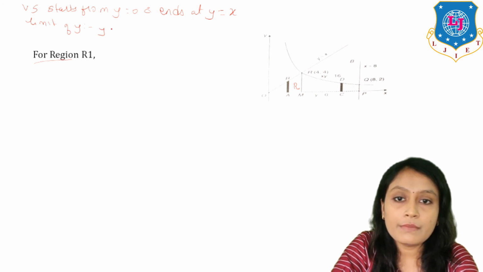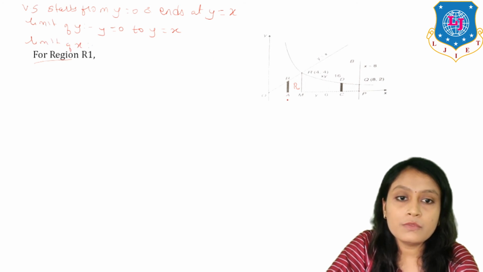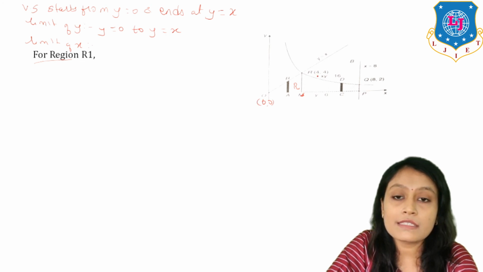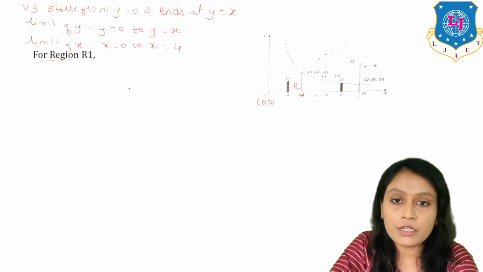So you will get the limit of y as y is equal to 0 to y is equal to x. Okay, and next we will write the limit of x. Now we will move this vertical strip from this 0 to this m, right? So it starts from (0, 0) and it ends at this point. Okay, so here the x coordinate is 4. So the limit of x is what? x is equal to 0 to x is equal to 4, right?